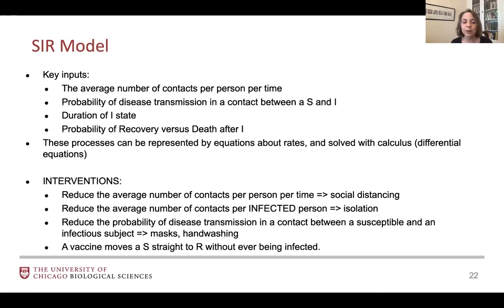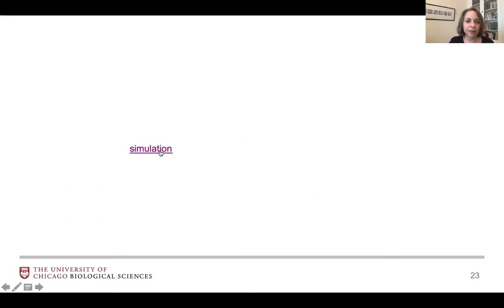And I'm just going to point out here that the point of a vaccine is that it moves a susceptible straight to the recovered phase, where they're no longer susceptible without their having to pass through the infected phase. So that's the logic of vaccination. Now we're going to try to get this simulation to work.